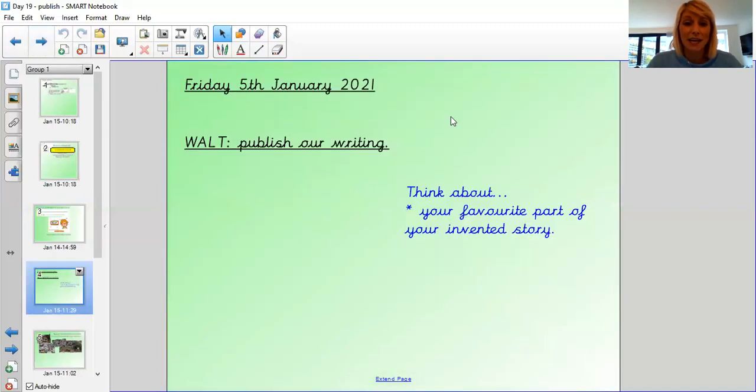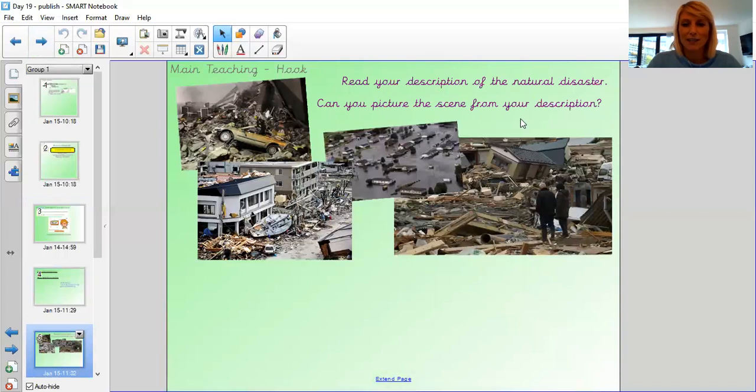So our walk for today is to publish our writing. So we are going to think about what the word publish means. First of all though, let's think back to our natural disasters. Can you picture the scene from your description?